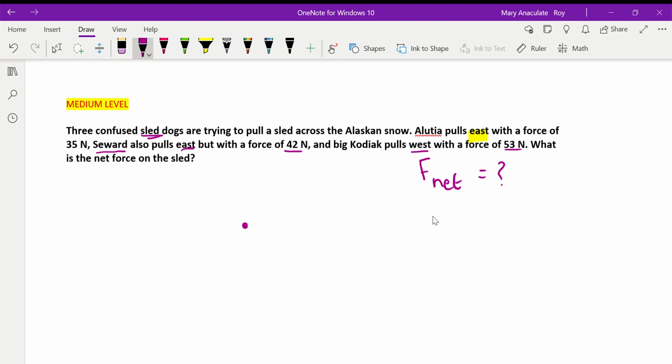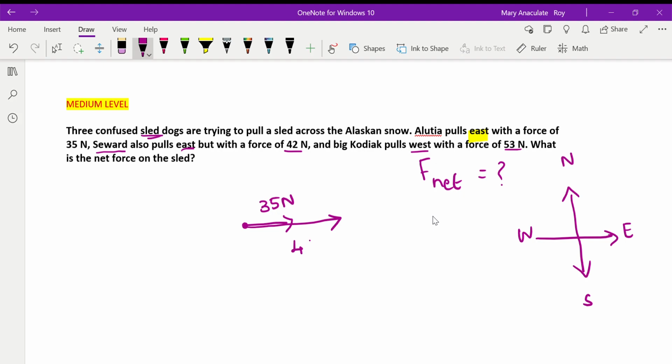So the first force is acting east with a force of 35 newtons. We all know the directions: north, south, east, and this is west. So one force is acting towards the east, and that is 35 newtons. And the second person also pulls with a force of 42 newtons, again in the east direction. So you have one more force in the east direction, that's 42 newtons. And the third person pulls it in the west direction, which is 53 newtons.